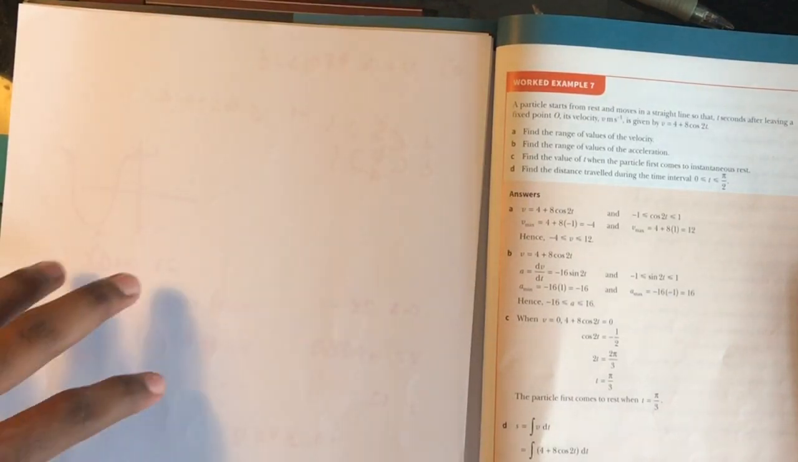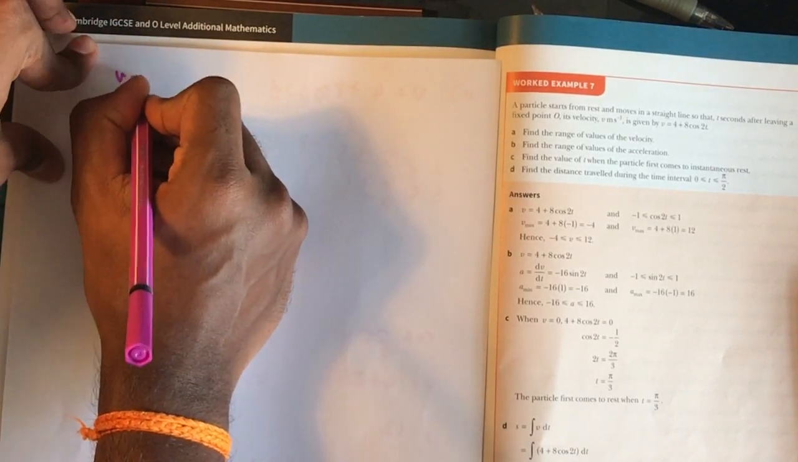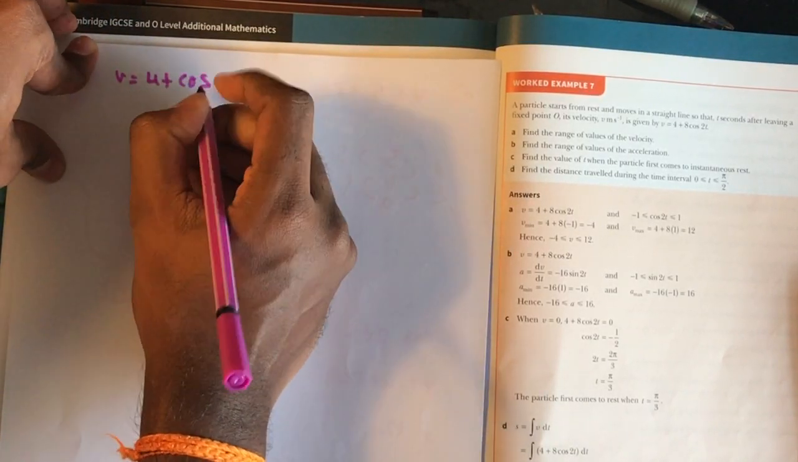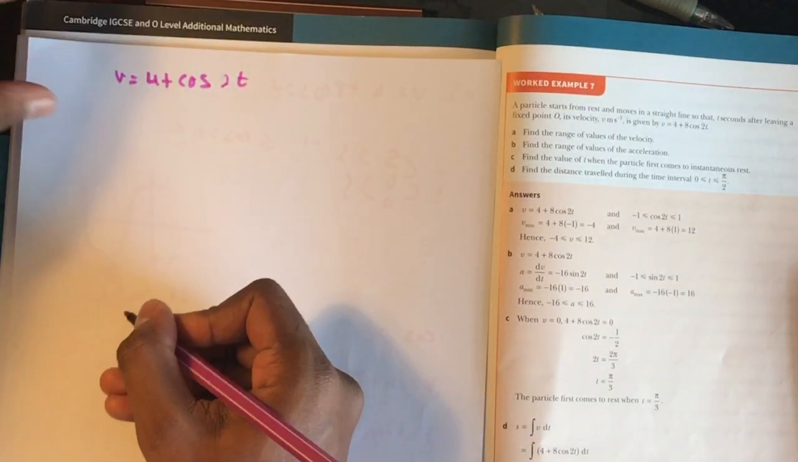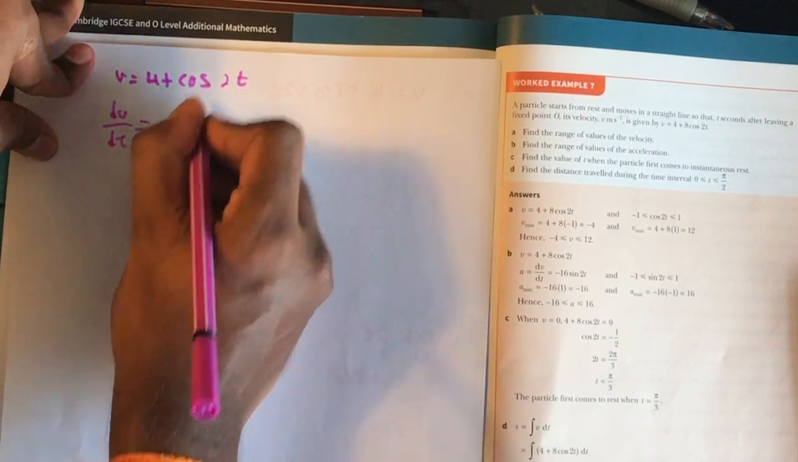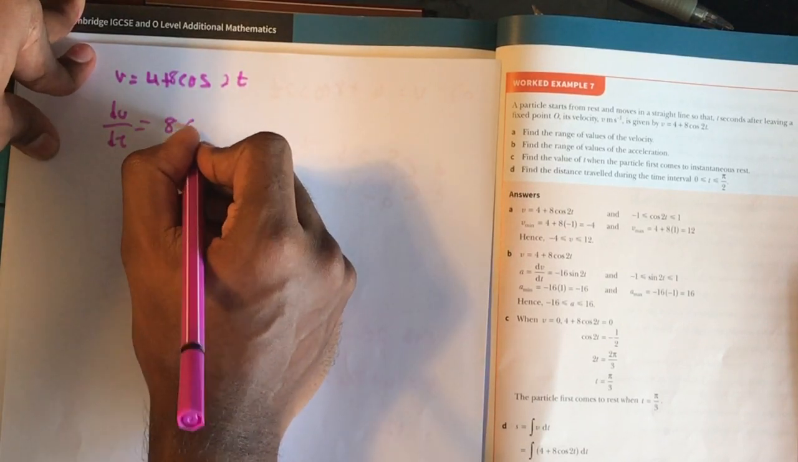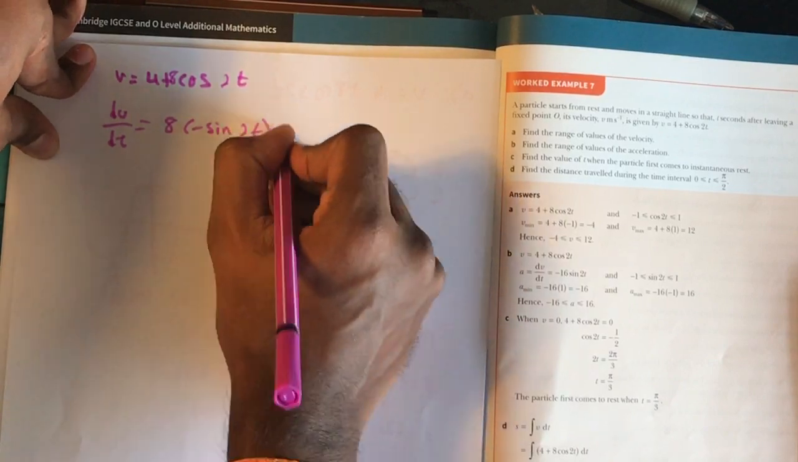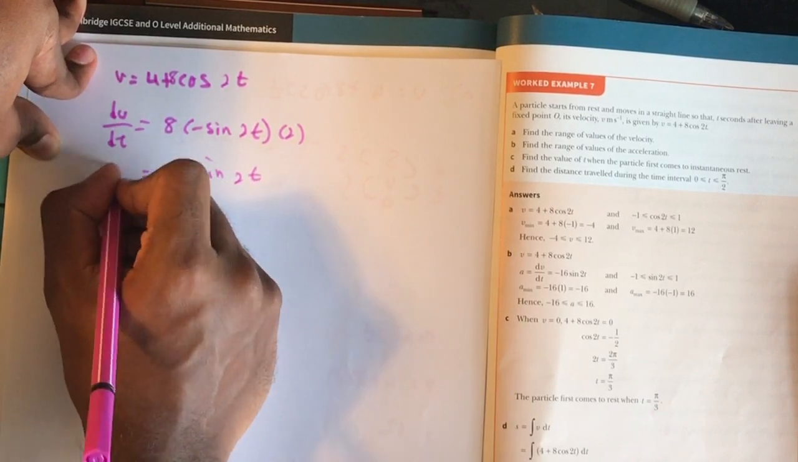Let me get a marker first. Our equation is v equals 4 plus 8 cos 2t. We need to differentiate this because we want acceleration. So I'm going to find dv with respect to dt. Don't ask me how to differentiate this, you should know by now. Differentiate cos, you will get negative sine 2t, then differentiate inside 2, so that will give you negative 16 sine 2t, the function for a.